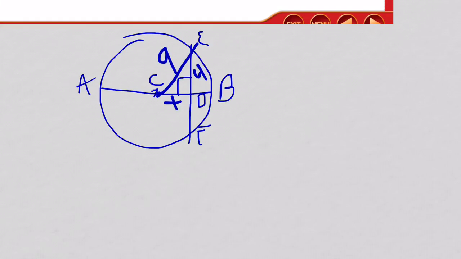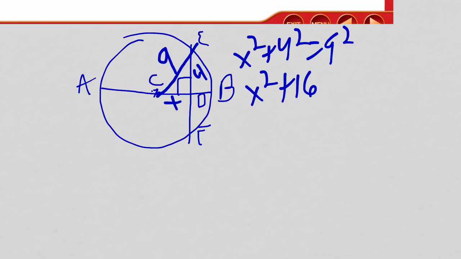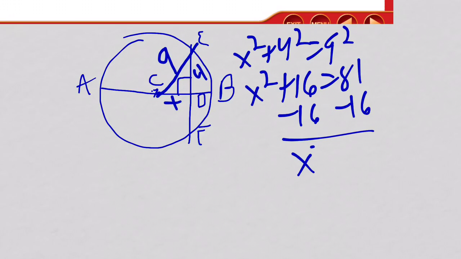Now that we have a right triangle with no angle measures, we know we can use the Pythagorean theorem. Of course, we have to know that our C, which is what this right angle points towards, is now 9. So start with x squared plus 4 squared equals 9 squared. That gives us x squared plus 16 equals 81. Of course, subtract the 16.